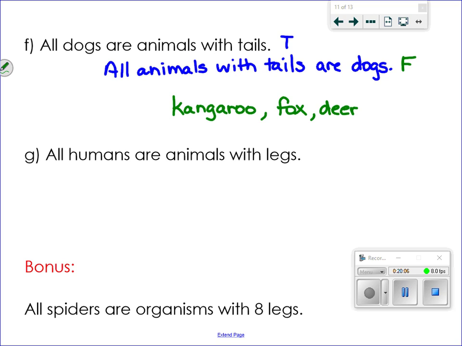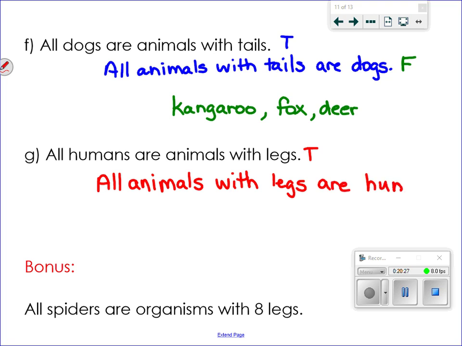There's lots. All humans are animals with legs. Well, that's true. We are an animal with legs. Okay, let's reverse that statement. All animals with legs are people, or are humans. Is that a true statement? All animals with legs are not all humans. Can you think of a counterexample? Well, monkey, horse, cat. Any of those would work.